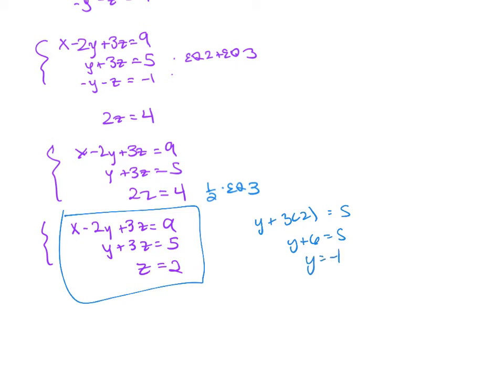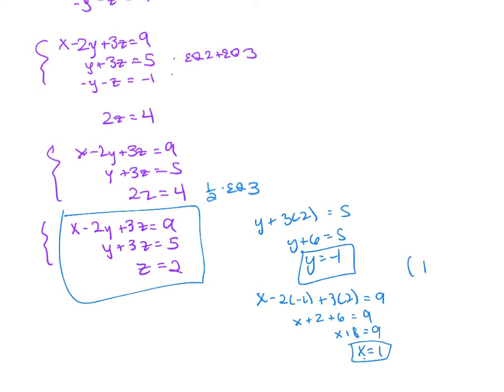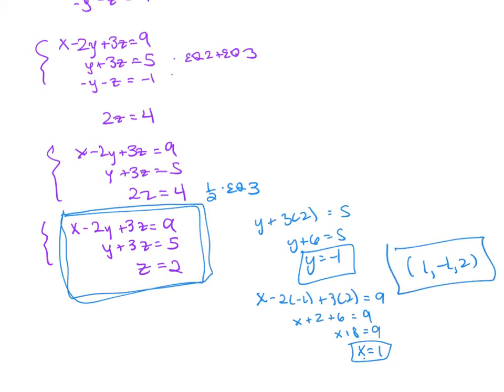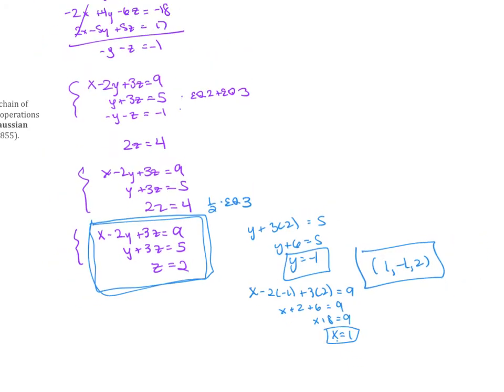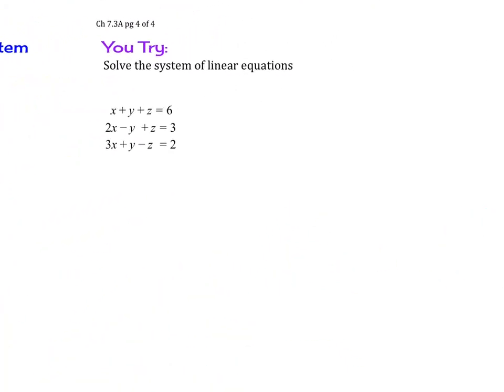If you notice, this was actually our first equation we did. y equals negative 1, and then we plug it back in. We get x minus 2 times negative 1 plus 3 times 2 equals 9. So x plus 2 plus 6 equals 9, x plus 8 equals 9, or x equals 1. Then our ordered triplet is 1, negative 1, and 2. So again, our goal is to rewrite it in this form using Gaussian elimination, and that is what you're going to try in this next example.